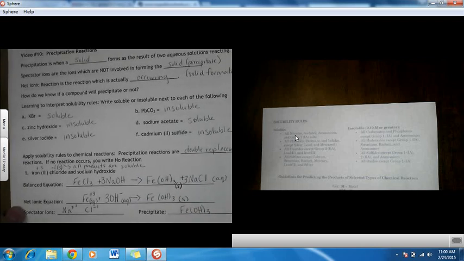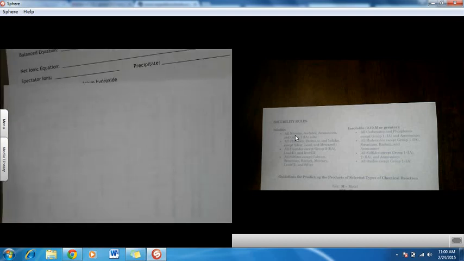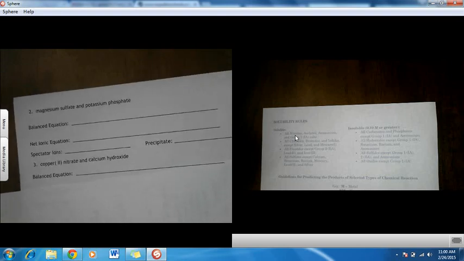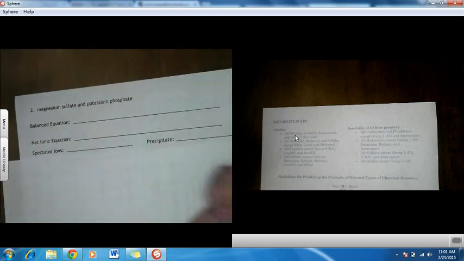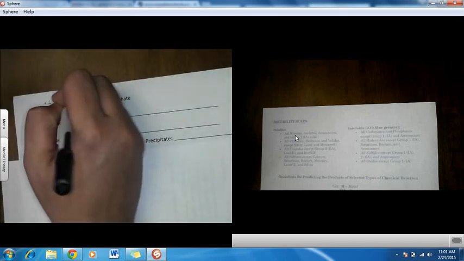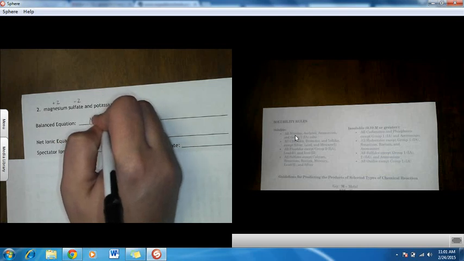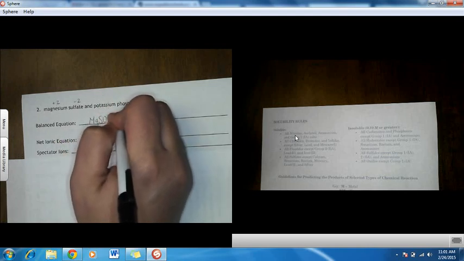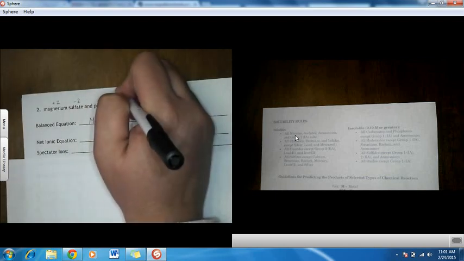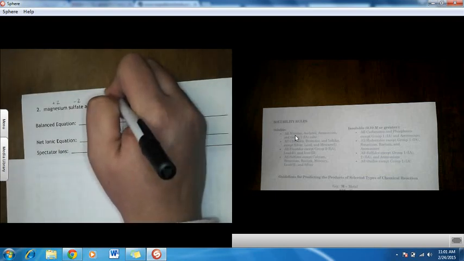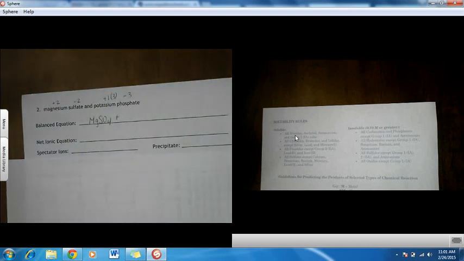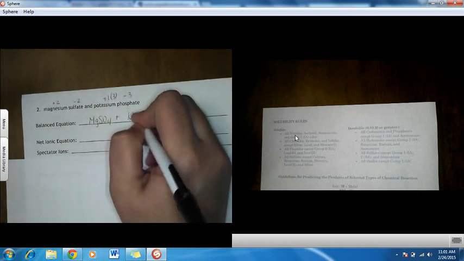Okay, let's look at another example. Magnesium sulfate and potassium phosphate. Alright, so magnesium plus 2, sulfate minus 2, so that adds to 0. So we just need 1 of each ion, MgSO4, plus potassium, group 1, plus 1, phosphate, minus 3. So I'm going to need 3 potassiums to make that 0. So this will be K3PO4.